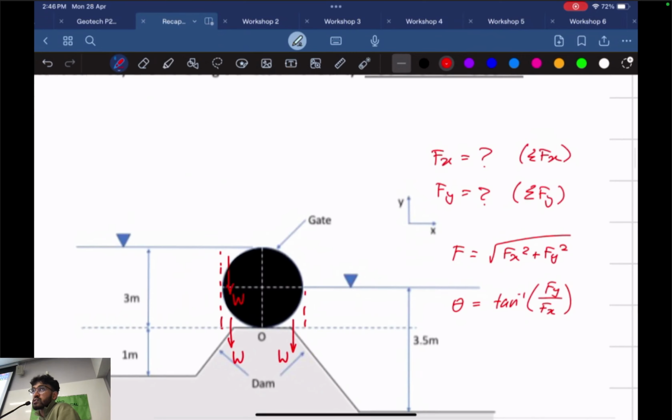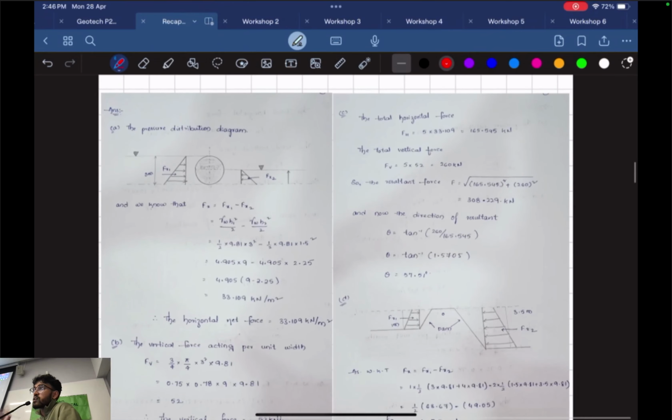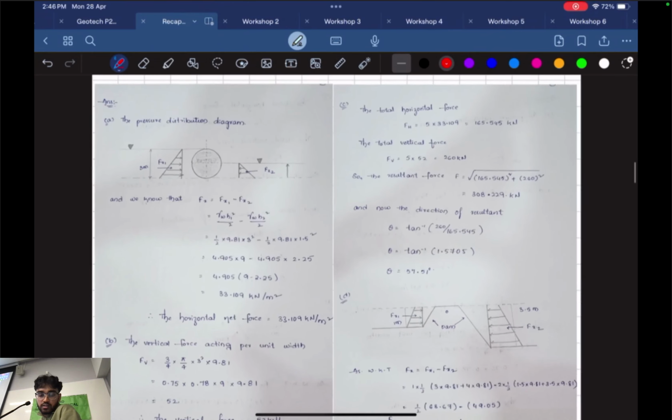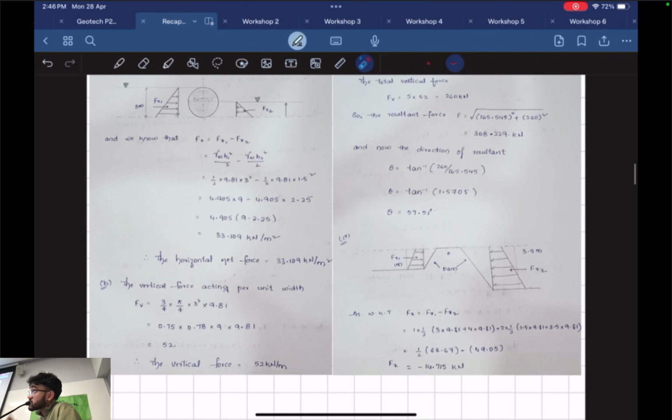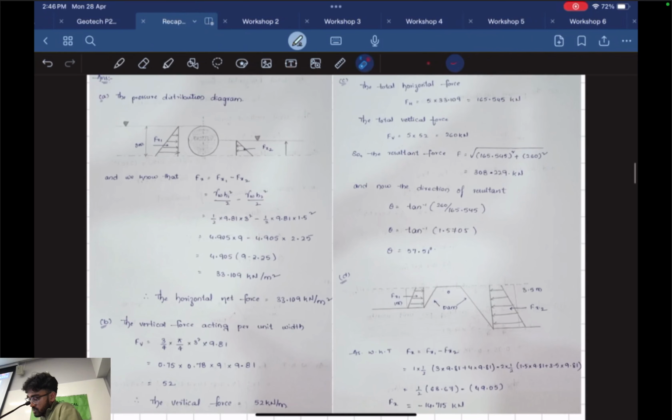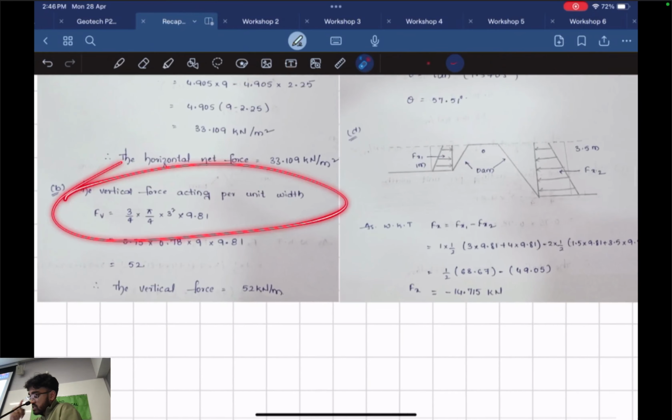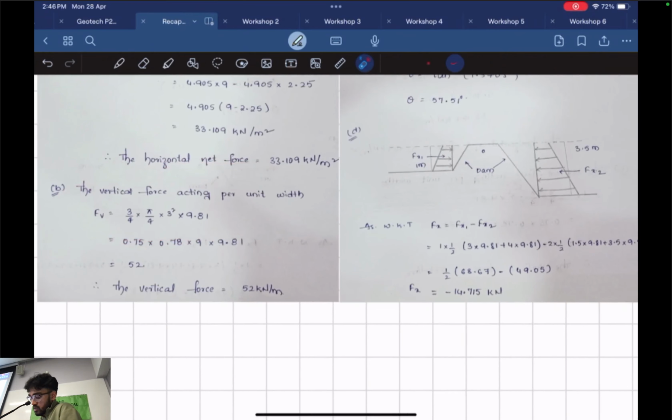Now I'm going to go through the question. The solutions I've already put down here, I'm going to upload them as well. So I'll just quickly go through the solution. We've got some pressure force acting on both left and right. But then the vertical forces acting per unit width, this is going to be gamma times V. That comes from our buoyancy formula, right? So that's just the weight of the fluid, so I'll just say weight.